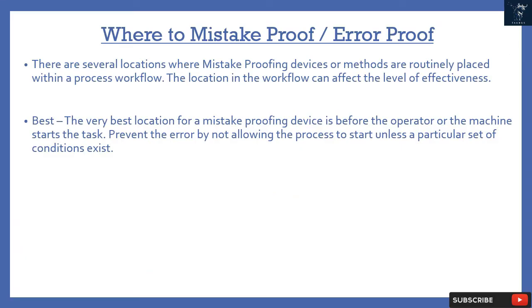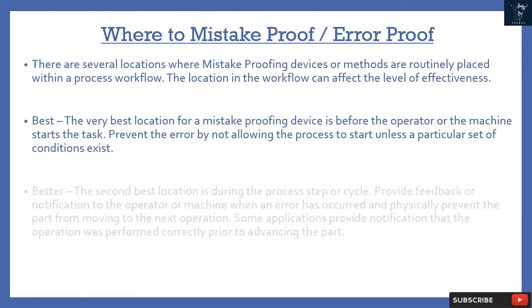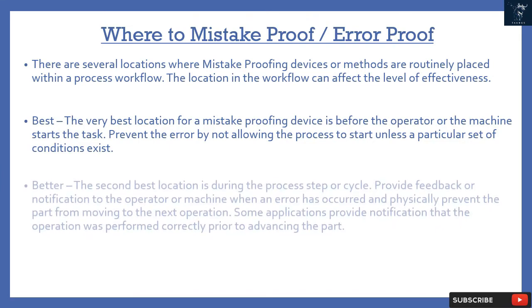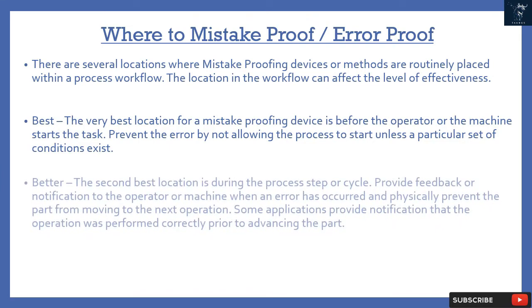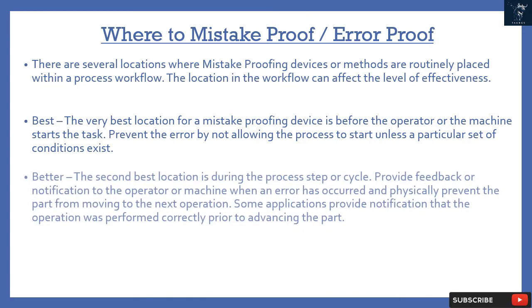There are several locations where mistake-proofing devices or methods are routinely placed within a process workflow. The location in the workflow can affect the level of effectiveness. The very best location for a mistake-proofing device is before the operator or the machine starts the task. Prevent the error by not allowing the process to start unless a particular set of conditions exist.